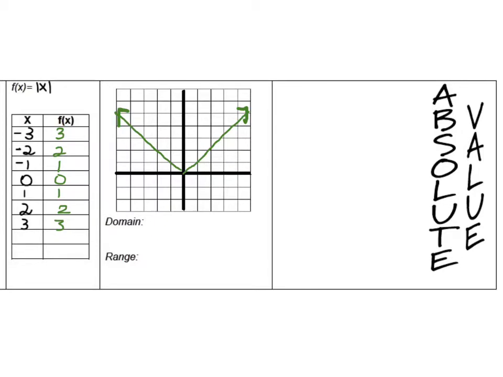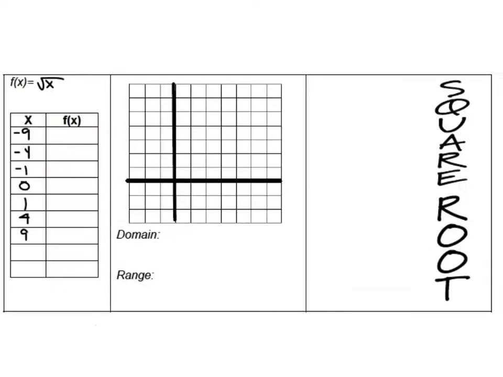And the domain, again, domain can be anything. There's no restrictions on what I can choose for x. However, the range is restricted. You'll notice that we'll never get negatives. And so to denote that, we say y is greater than or equal to 0.